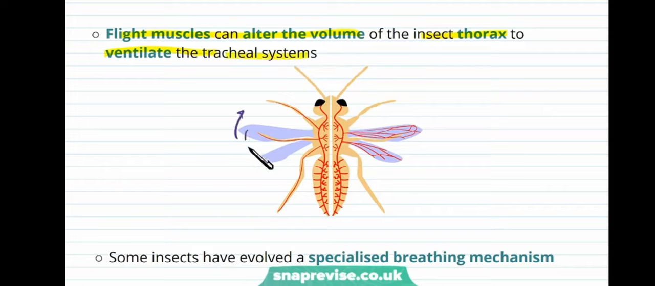So you can imagine that the wings are moving and various muscles of flying are altering the shape of the thorax, and as the thorax expands, it can reduce the volume and help draw air in to those spiracles.